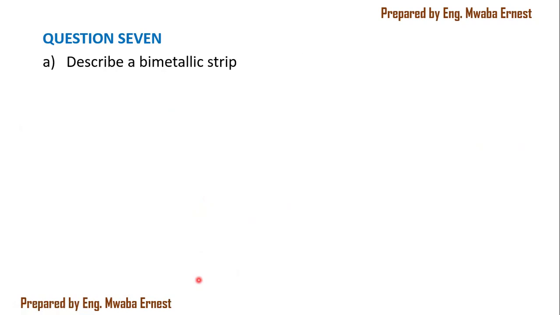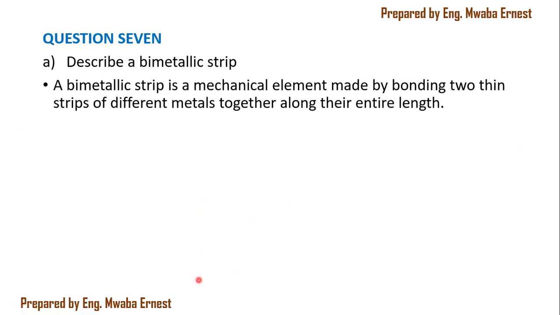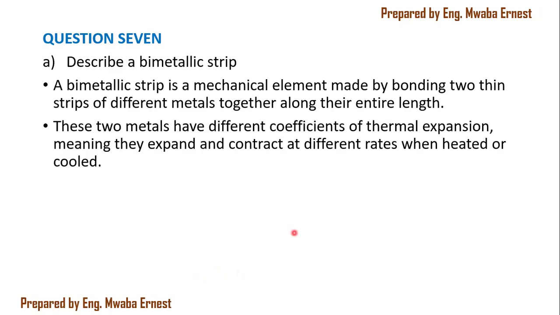Question number 7, describe a bimetallic strip. So a bimetallic strip normally combines two materials with different properties, put together such that whenever there's a temperature difference, they both respond to it. And because of the differences, we don't expect to have the same expansion rates. We definitely make use of that in our mechanisms. So there, they have different coefficients of expansion.